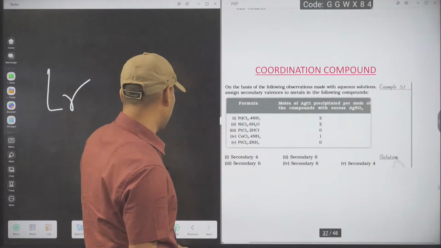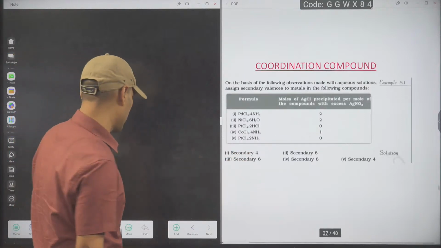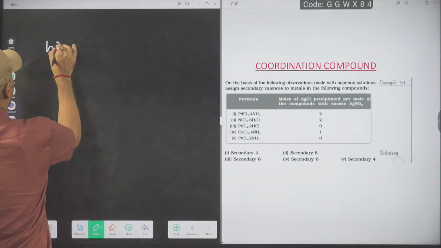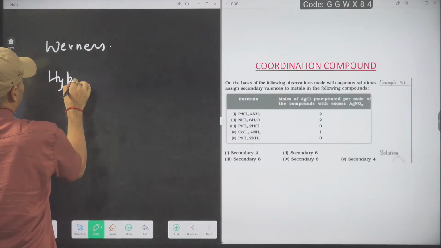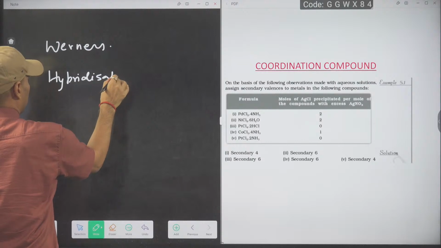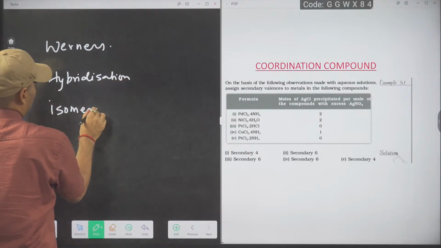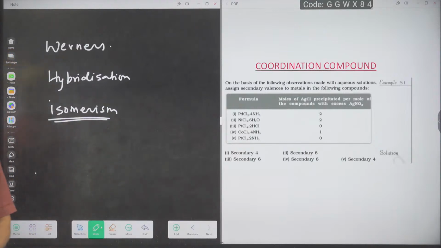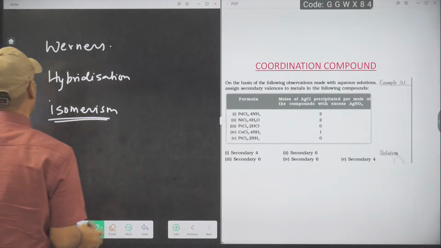So now we are finally moving towards the next chapter, that is your coordination compound. What are the important points in coordination compound? You can say Werner's theory you should study, hybridization finding and all you should check once, and then isomerism also you can check. Isomerism also plenty of questions they are asking.